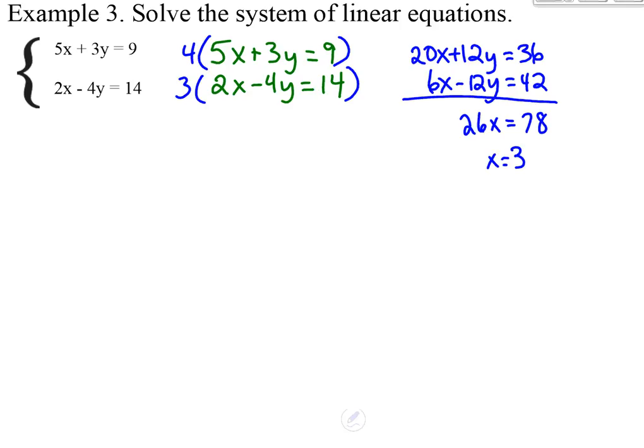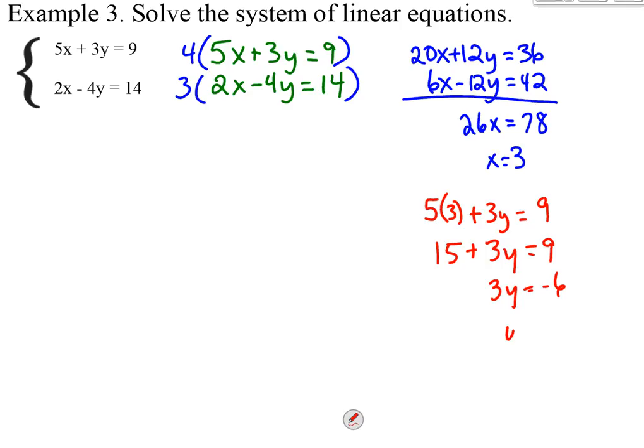And then finding that other variable, I'm going to put it in just my first one. 5 times 3 plus 3y equals 9. 15 plus 3y is 9. I'll subtract 15. 3y is negative 6. I'll divide by 3. y is negative 2. My solution here is 3, negative 2.